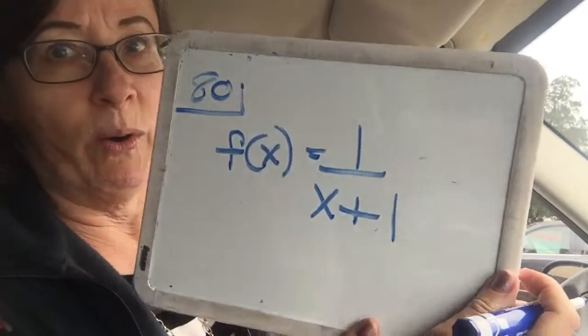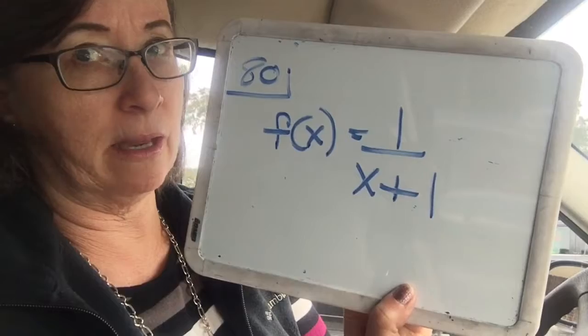It is one of our reciprocal functions. So put 80 on the board here. It says f of x is equal to 1 over x plus 1. And we're supposed to graph it with the graphing calculator and then visually estimate the domain and the range. So here, what should be the domain of this function?